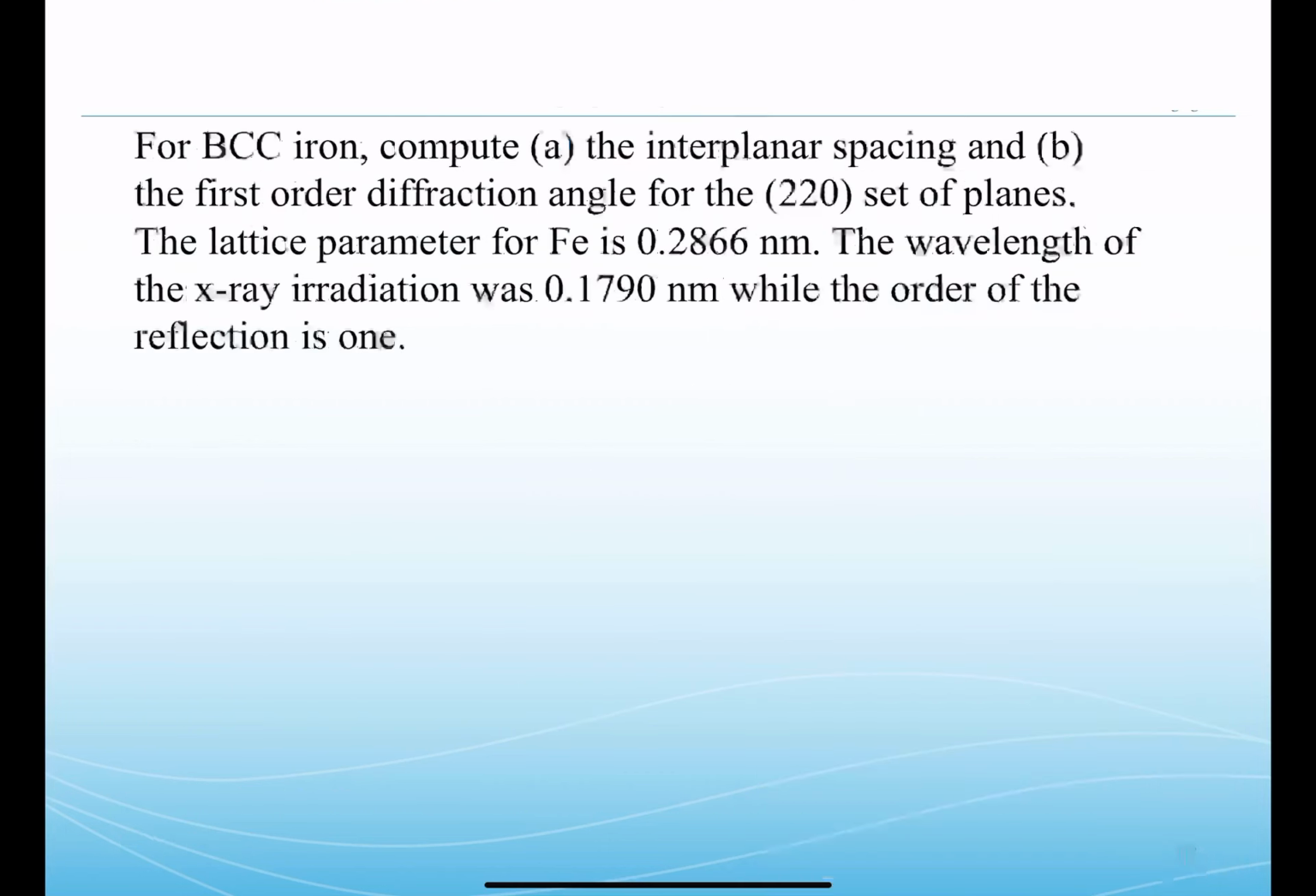Okay, so let's take a look at an example question, where we're asked to investigate body-centered cubic iron and compute the interplanar spacing and the first order diffraction angle for a 2-2-0 set of planes. We're also given the lattice parameter, so this would be a, and here the lattice parameter value is 0.2866 nanometers, and we're given the X-ray radiation that was used, so 0.179 nanometers is lambda, and we're also told that the order of the reflection is 1, so this is our n value.